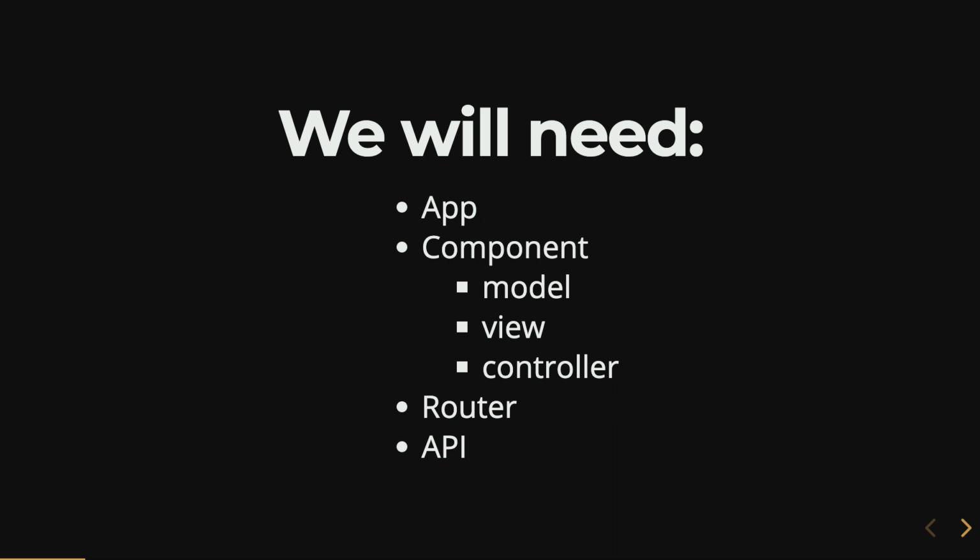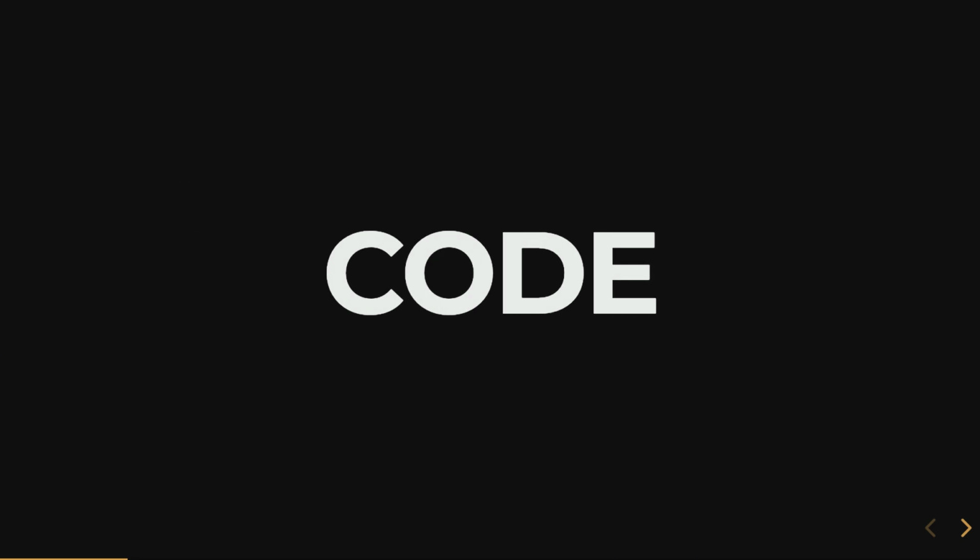We're going to need an app. We'll need a component, potentially multiple components. That component will have a model, a view, and a controller. We'll need some sort of router to be able to swap between components, and we will need some sort of API client. Let's write some code.